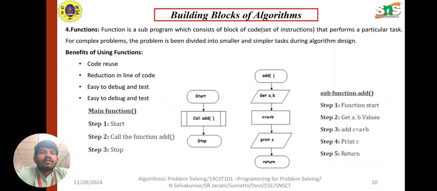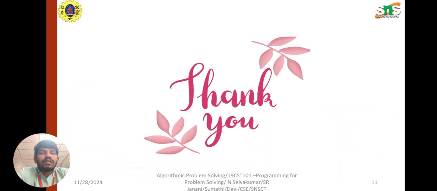The fourth one is functions. A function is a subprogram which consists of blocks of code. To perform a particular task with complex problems, the problem is divided into smaller and simpler tasks during algorithm design. The benefits of using functions are code reuse, reduction in lines of code, and ease of debugging and testing. So these are some algorithms and building blocks of algorithms in problem solving techniques. Thank you.